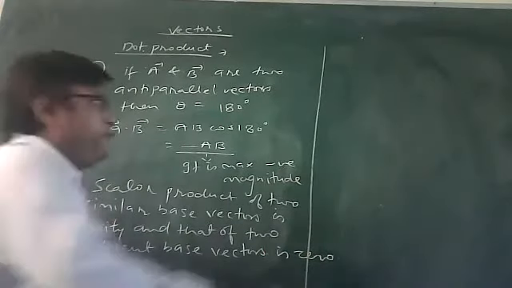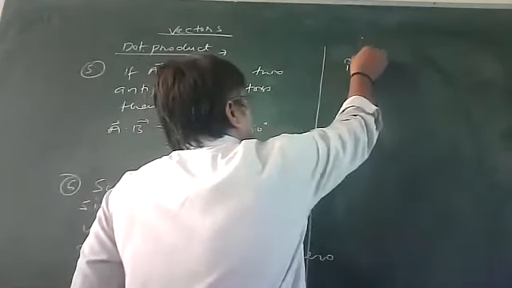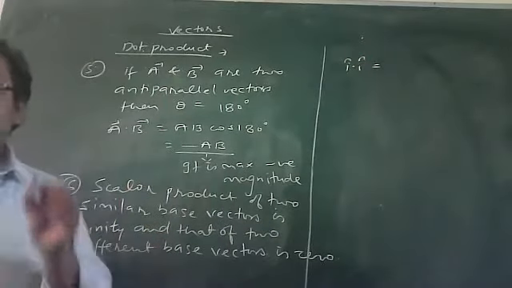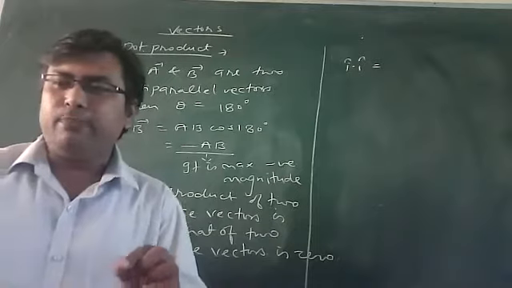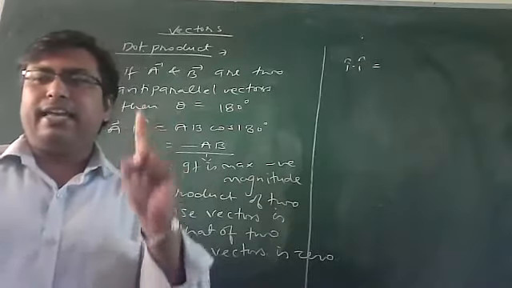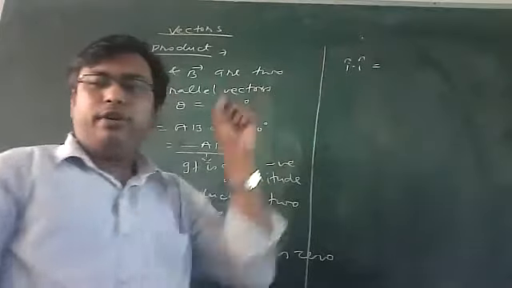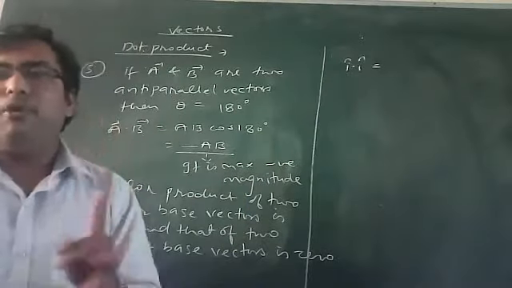Means to say, if I am doing i dot i... i cap is a base vector, j cap is a base vector, k cap is a base vector. They are the three base vectors: i cap, j cap, and k cap. All these base vectors are unit vectors. Unit vector means their modulus is 1.